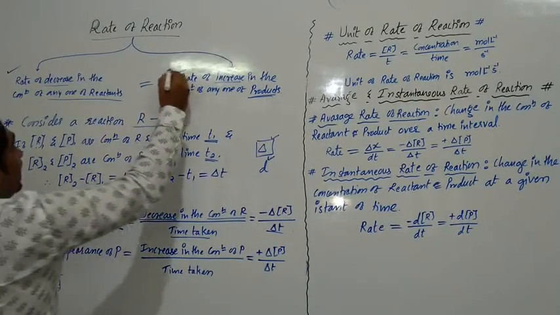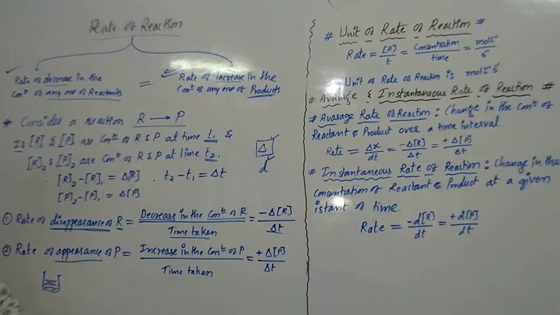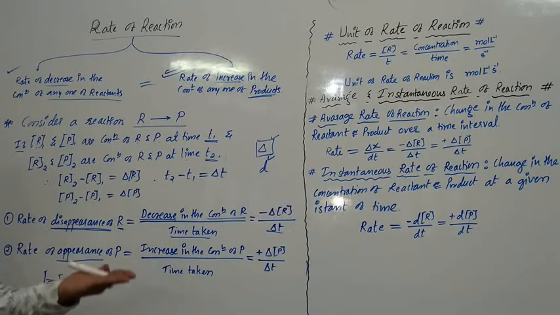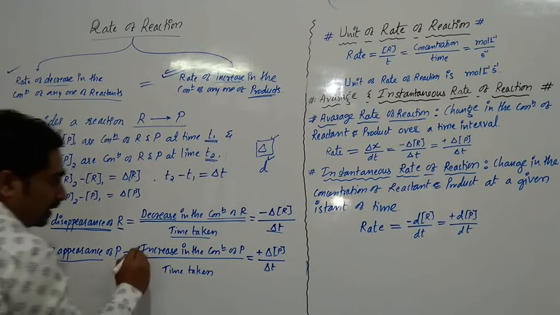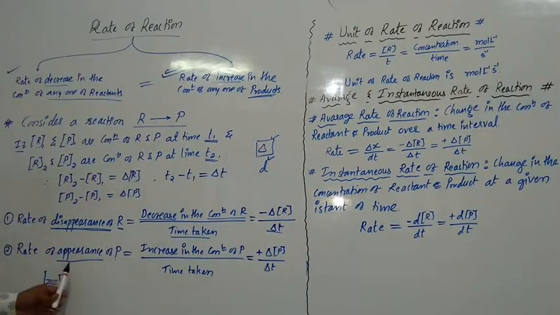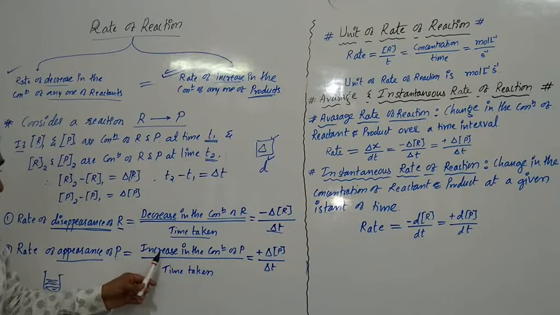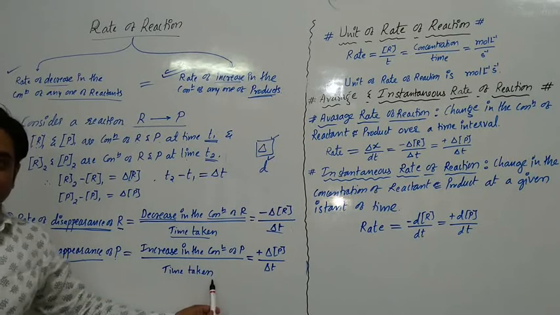Next, if I want to calculate the rate of reaction with respect to the concentration of P, how can we write it? The rate of appearance of product. If the reactant disappears, the product appears. So as the concentration of reactant goes on decreasing, the concentration of product goes on increasing. So the rate of appearance of product is equal to the increase in the concentration of product divided by the time taken. For this increase, how much time is taken?